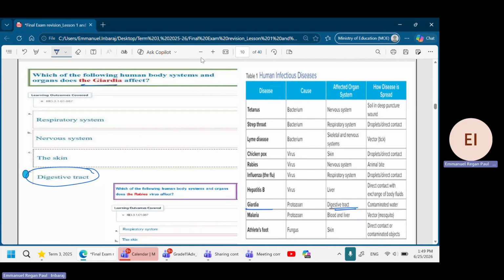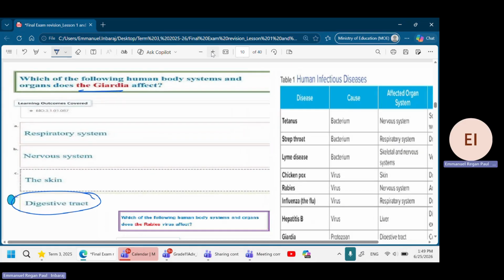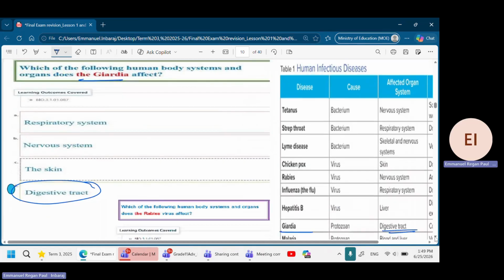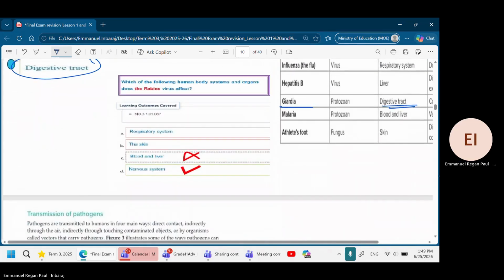Digestive tract. Okay, now let me zoom this. Let's see the next question. Which of the following human body system and organs does the rabies virus affect? Rabies is caused because of an animal, and it will affect the nervous system.